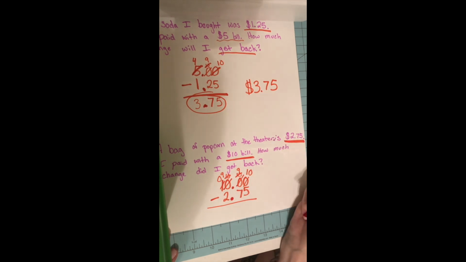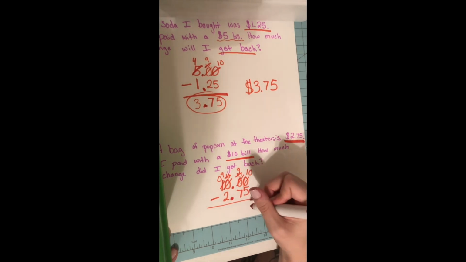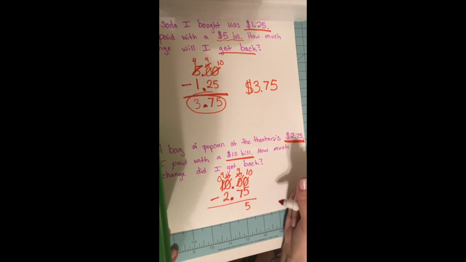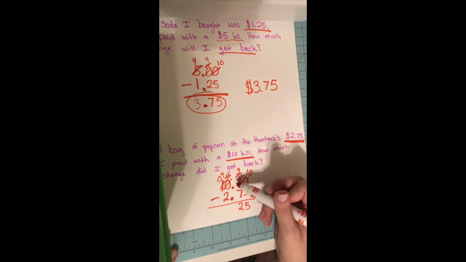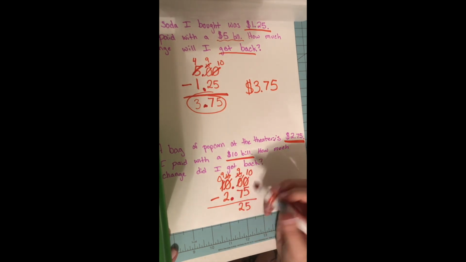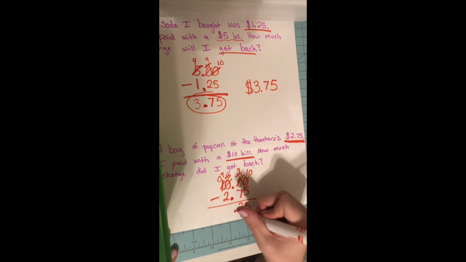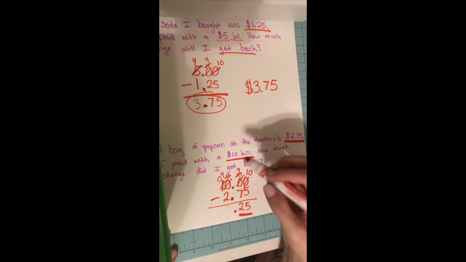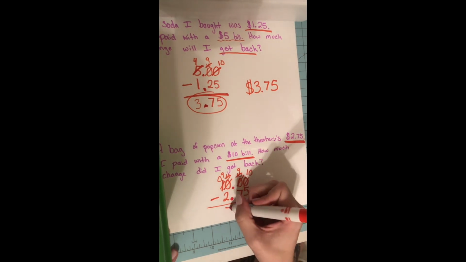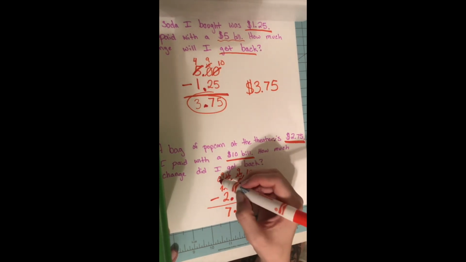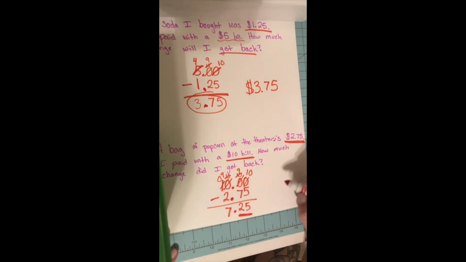What is 10 take away 5? 5 cents. What is 9 take away 7? It's 2. Don't forget to bring down your decimal. Always after 2 spots. What is 9 take away 2? 7. And then we have 0. So our answer is $7.25.